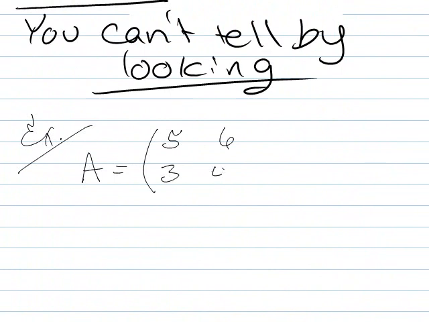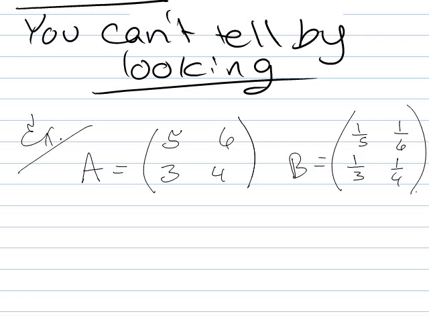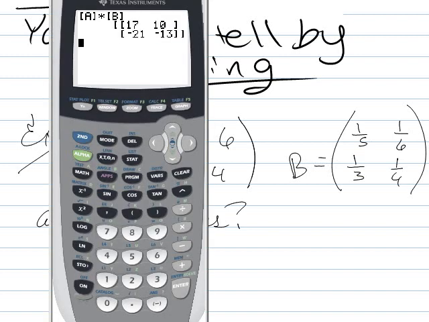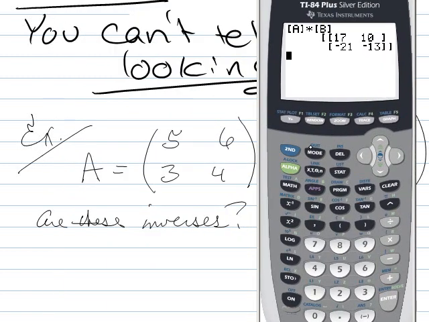One mistake that happens a lot is that students will say, okay, let's say I want to find if these are matrices. If I've got 5, 6, 3, and 4, I want to say B is 1/5, 1/6, 1/3, and 1/4. Are these matrices inverses of each other? And I can tell you right off the bat, the answer is going to be no, because I just made them up, and the chances of making up two matrices that are actually inverses of each other is almost impossible.